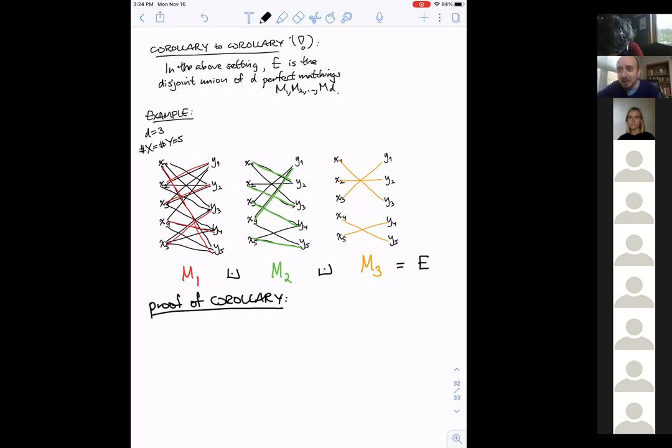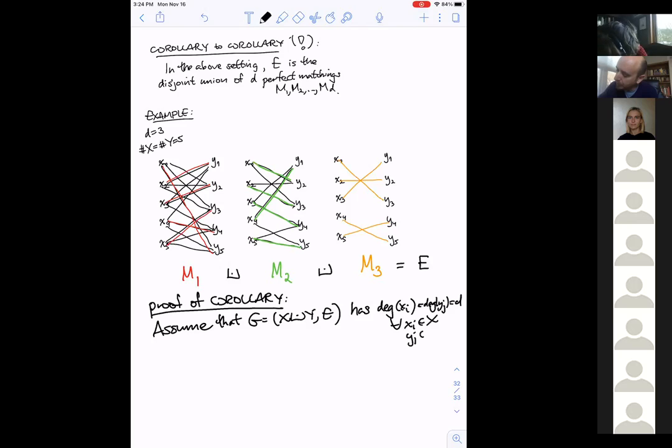Well, it's surprisingly easy to check the conditions. Let's assume that G, this bipartite graph, has the degree of every vertex equal to d, for all x_i in X and y_j in Y. And let's check Hall's condition is satisfied. So what does that mean?